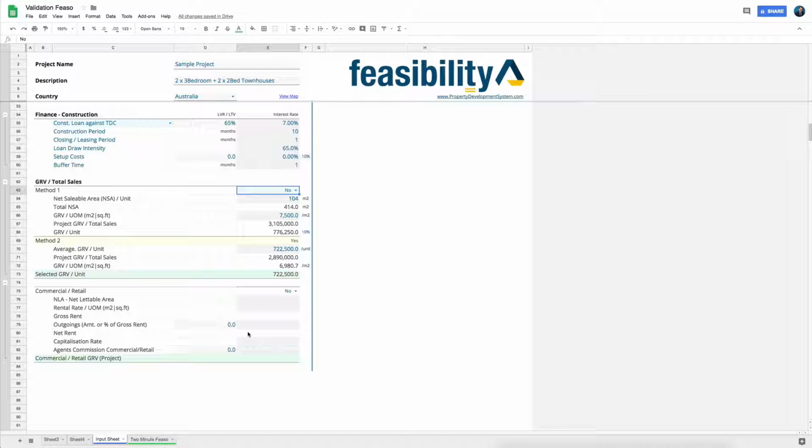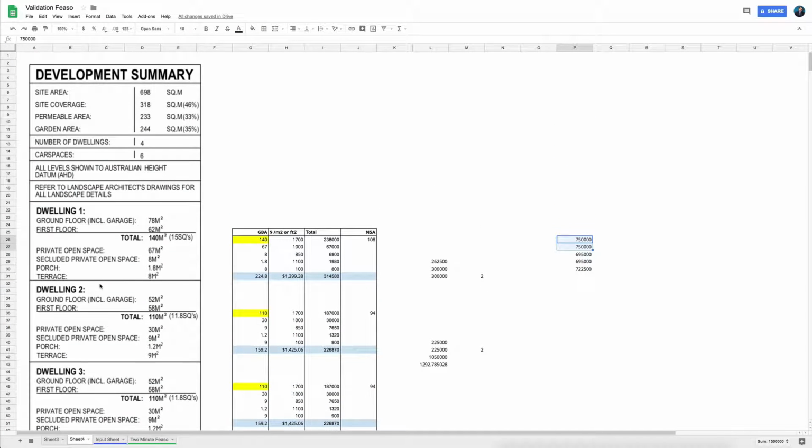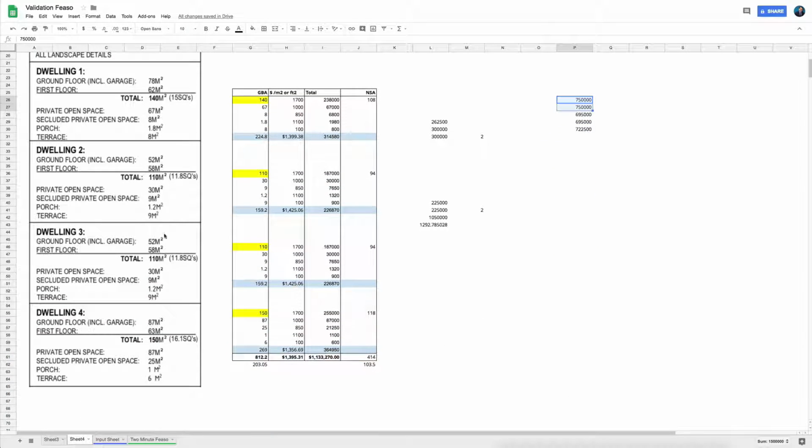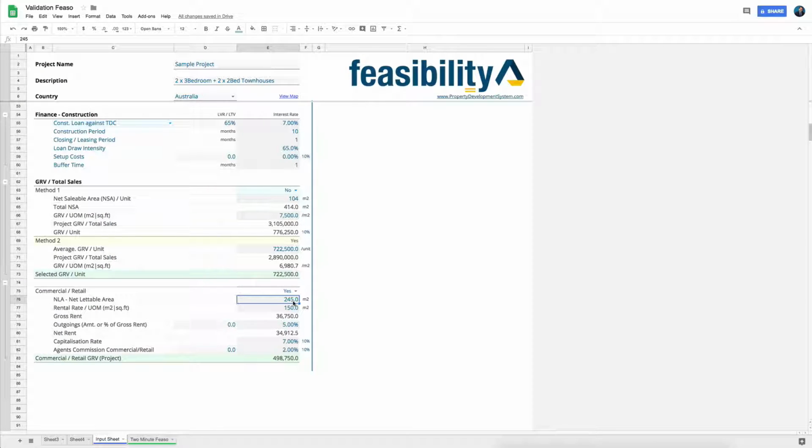Now, this at the moment hasn't got a commercial section, but if it did, I would go yes over here, figure out my net lettable area, whatever that is, and you can find that out from a little development summary like this that comes with the drawings. You'll figure out what the rental rate per square meter is in that area. You put those things in, and you make an allowance for all the outgoings, because the cap rate, which is the capitalization rate, can only be used on net rent, not on gross rent. These are the outgoings that have to go out.